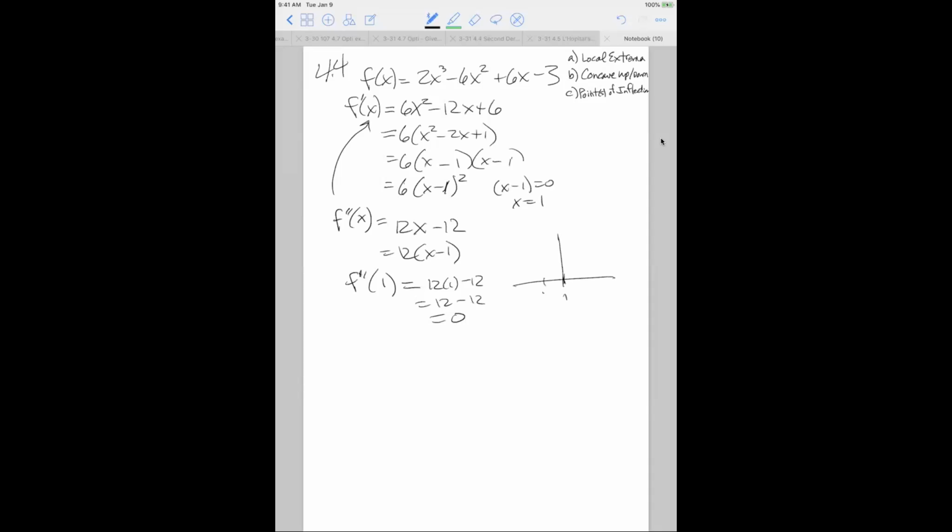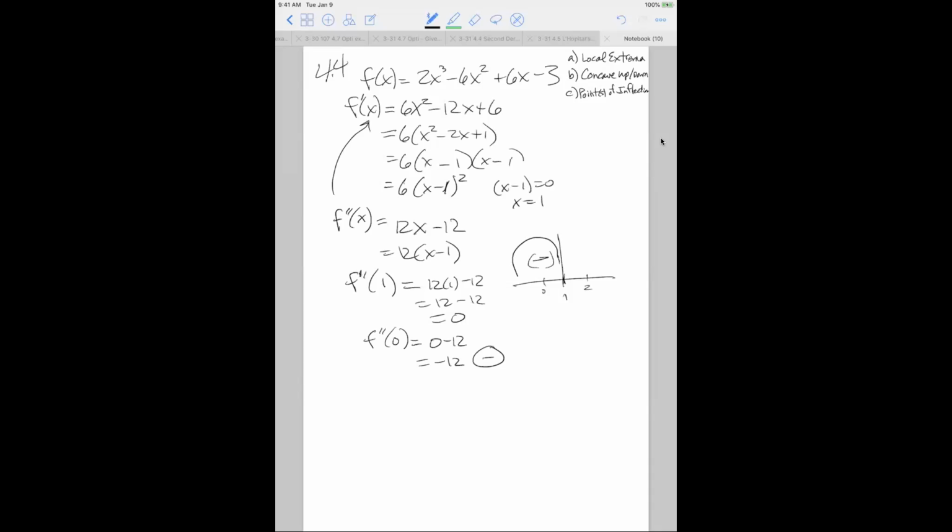So if I check at 0 and check at 2, I can determine whether it changes from negative to positive or positive to negative, the concavity, then that'll indicate that x equals 1 is a point of inflection. So I plug in 0 to the second derivative, and I get 0 minus 12, which is negative 12, which is negative. All right, so I get a negative on this side, which means it's down like this, right?